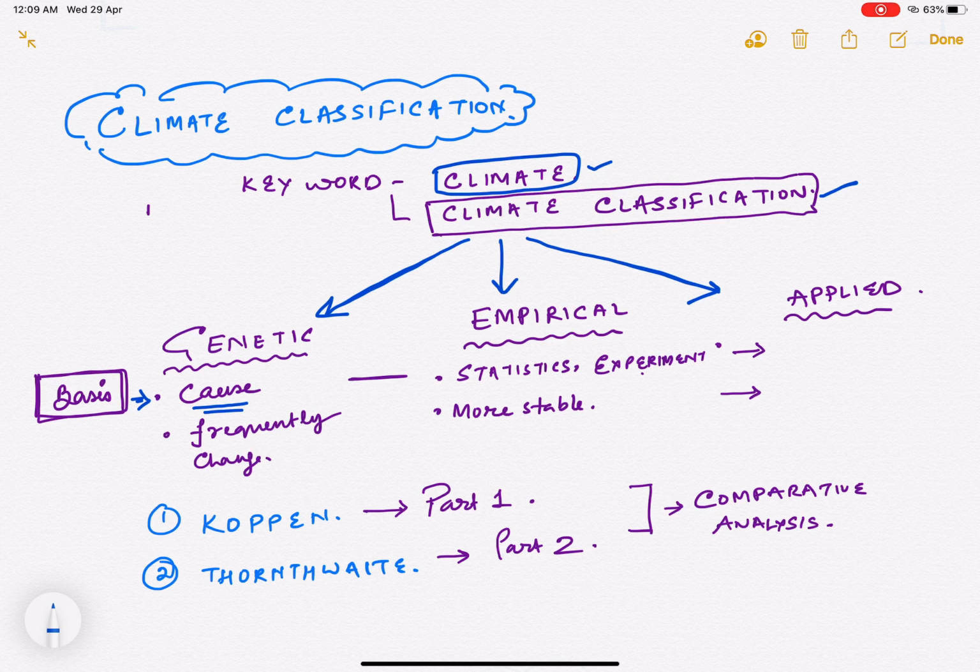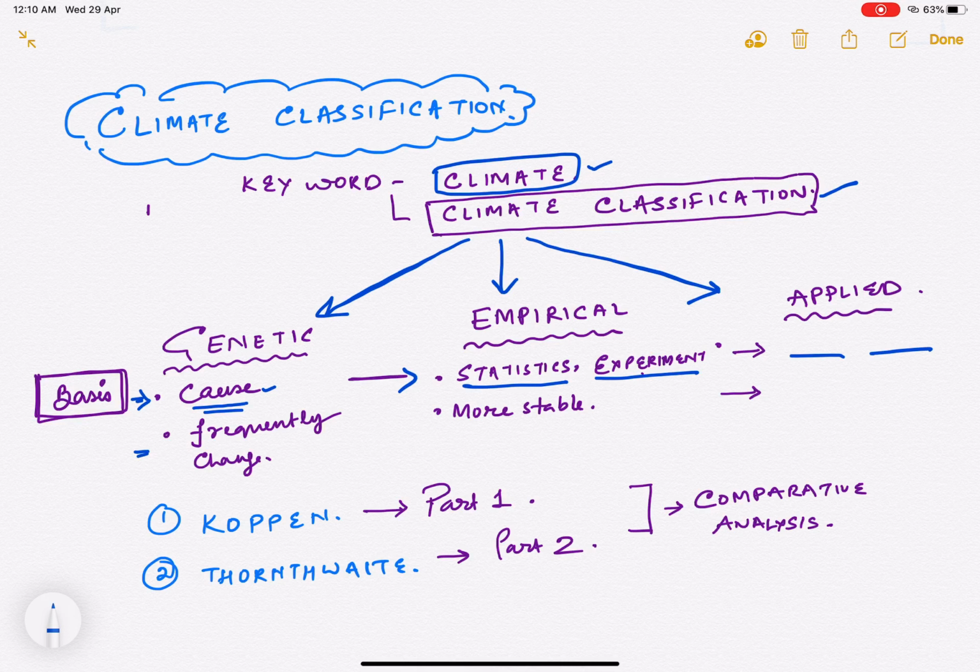They never observed, they never took the statistics into account. Statistics means what is the temperature, what is the pressure. So this is the thing. Now if they used the cause, the empirical guys use the statistics, they use the experiment, they took down the correct measurement of the temperature and pressure to determine what is the climatic type. Similar was the condition for the applied category.